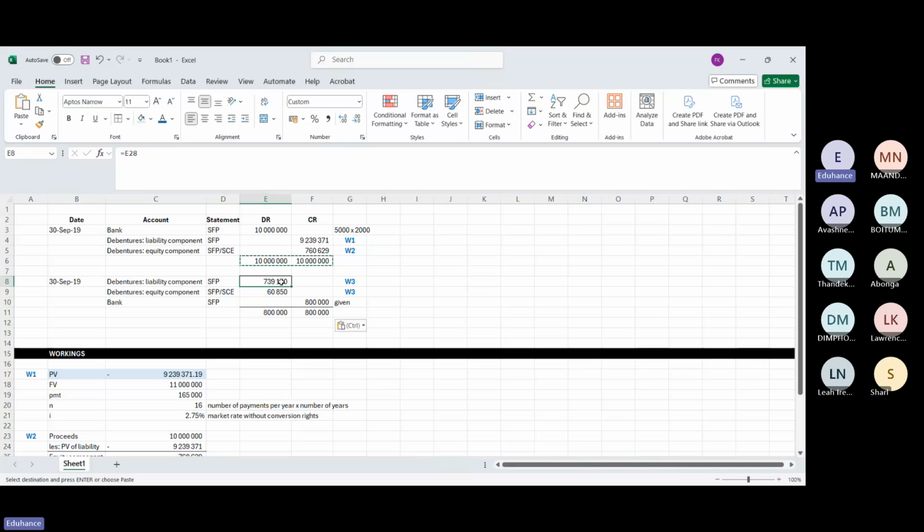I don't know what you want to call it, so that your journal entry balances, so you can at least get the marks for the other stuff that you have calculated. Okay, so that's very important to take note.